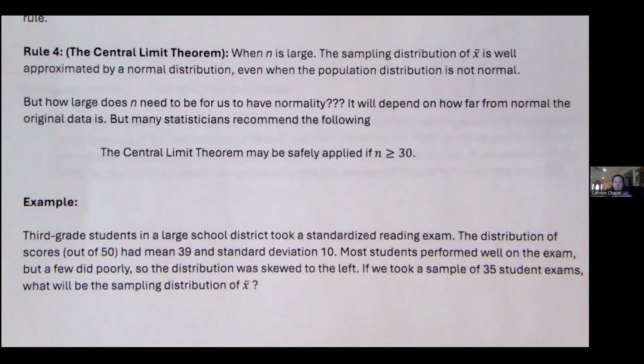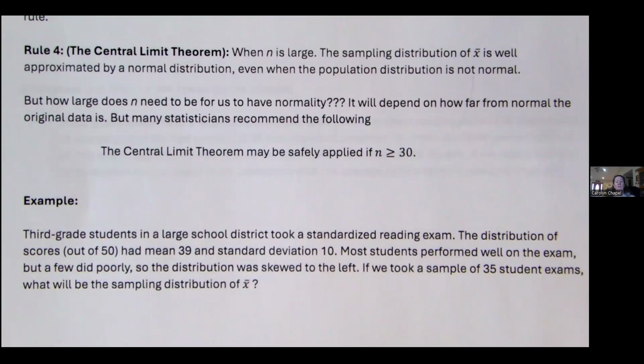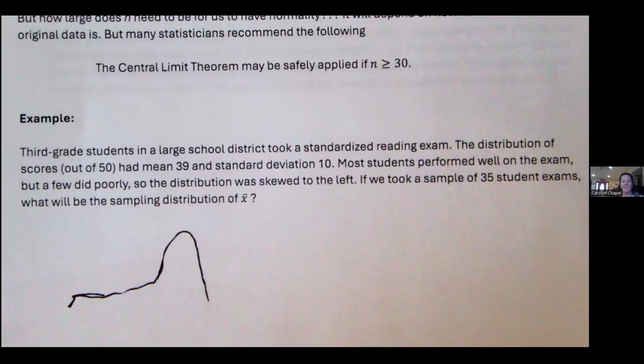So let's say third grade students in a large school district took a standardized reading exam. The distribution of scores out of 50 had a mean of 39 and a standard deviation of 10. Most of the students performed well on the exam, but a few did poorly. So if you think about what it would look like, we'd have a bunch of people up on the top and we'd have a few people down here. So it would look skewed to the left. If we take samples of size 35, what will the sampling distribution of X bar look like?